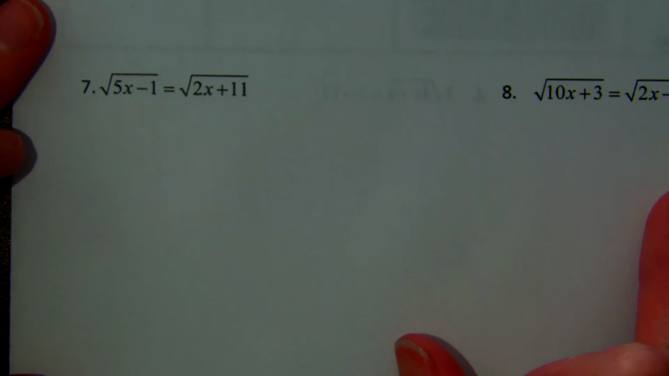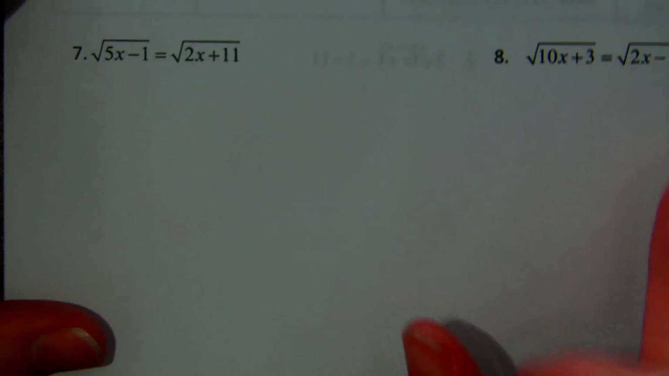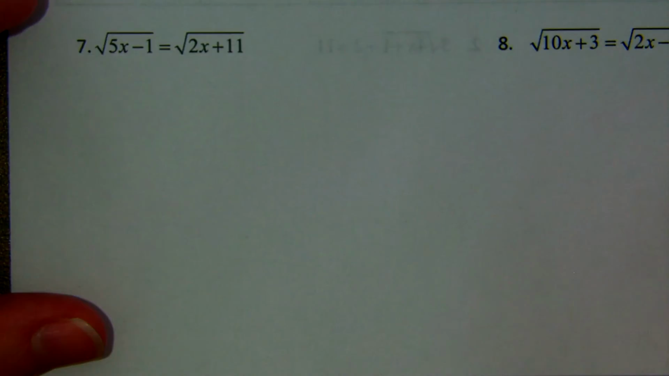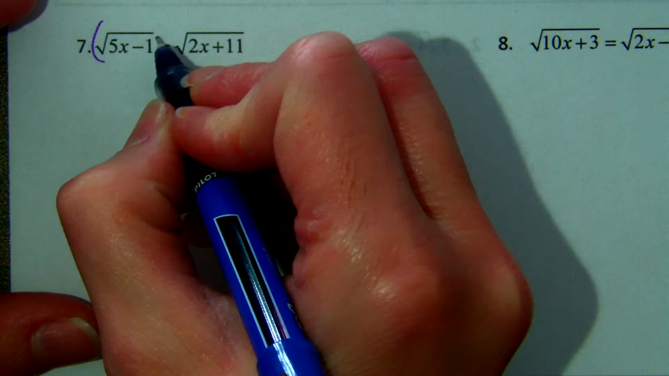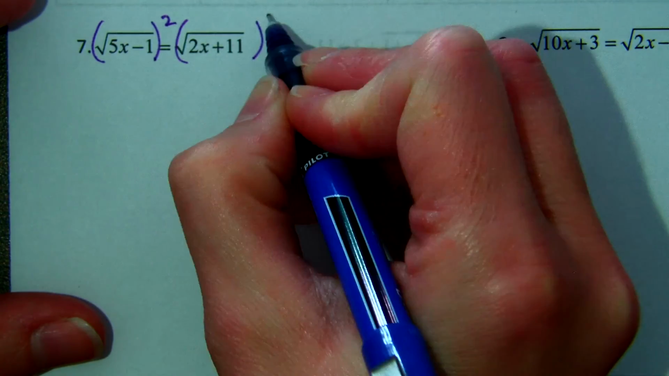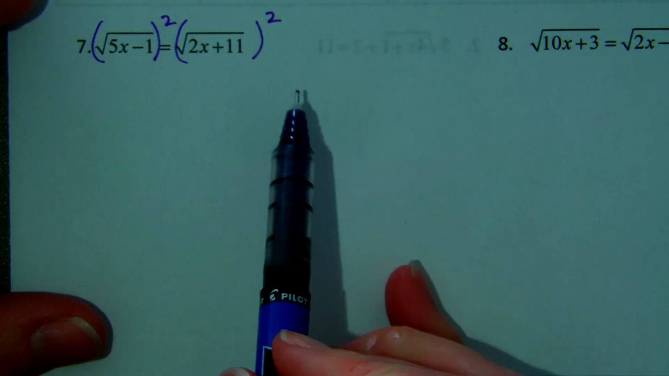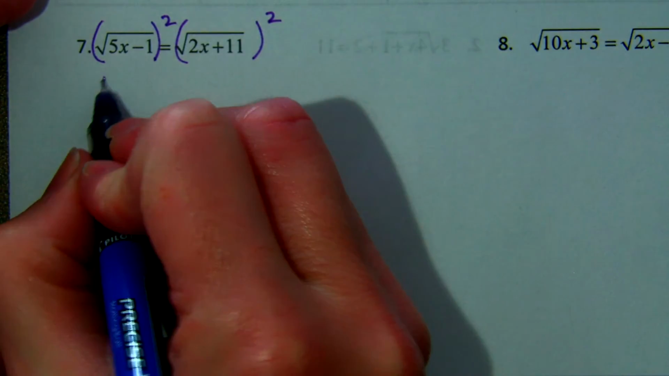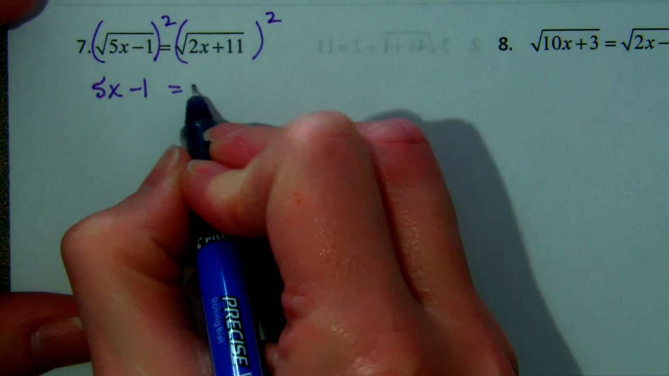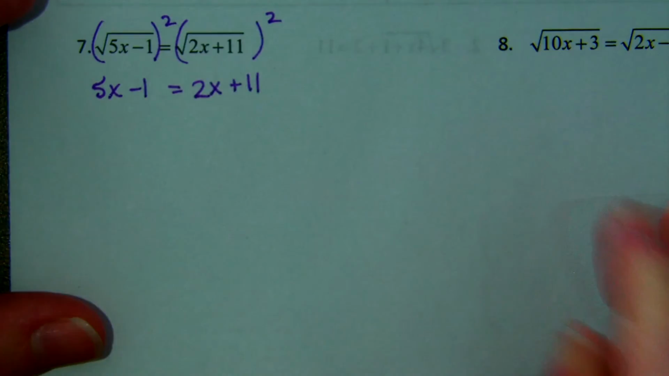Moving on to numbers 7 and 8, they are just like number 4, where it's 2 square roots. And so what we're going to do is get rid of those square roots right away by squaring both sides. We can only do this because it's just a square root on each side. But we can get rid of both of them, and we get 5x minus 1 is equal to 2x plus 11.